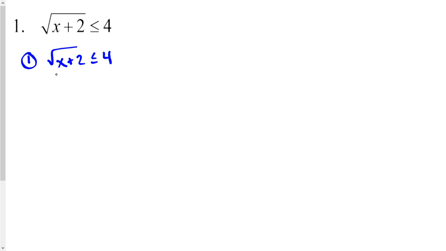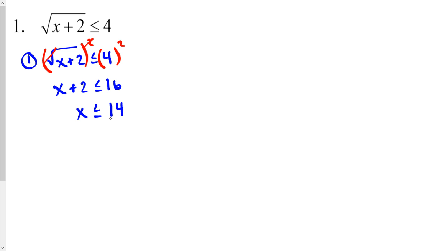How would I solve that? Well, I need to isolate the radical portion. It's already been isolated, so that's super convenient. And then I'm going to use exponents to eliminate that, because when I square a square root, those are inverse operations and they undo one another. So I end up with x plus 2 is less than or equal to 4 squared, which is 16. Subtract a 2 from each side, and I get x is less than or equal to 14.